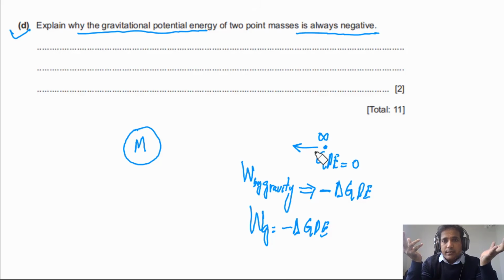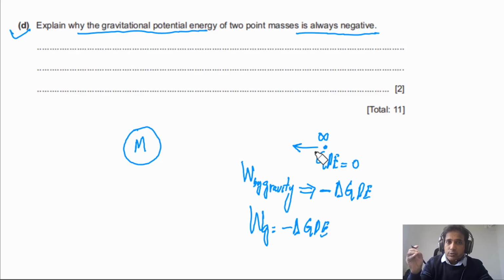is negative. So this is the point you simply need to understand, and this question is very common in past papers. So you have to be very clear how to answer this type of question. Sometimes they will ask you why gravitational potential energy due to a mass is always negative. Here they make it a little bit tricky. Explain why the gravitational potential energy of 2 point masses is always negative. So this is the same case.